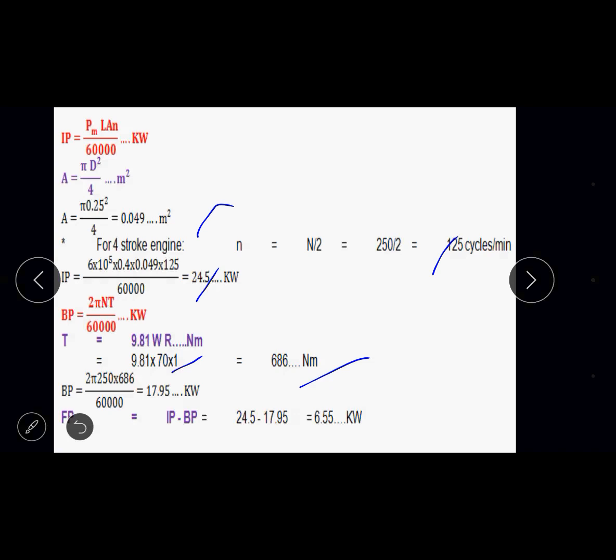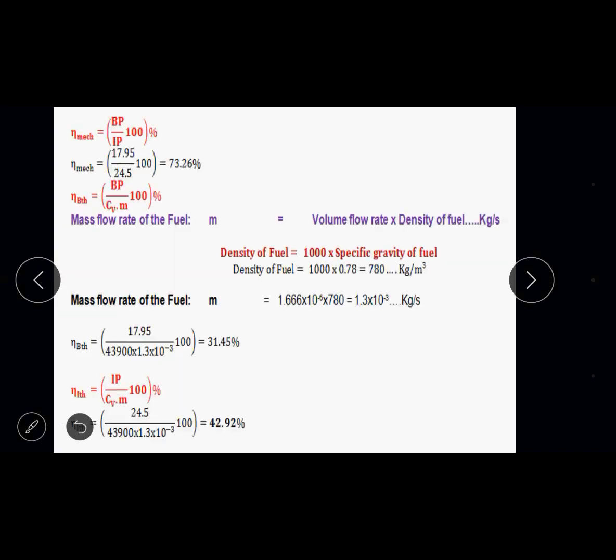Using this in the above BP formula, you will get the BP as 17.95 kilowatt. Then friction power is just the difference between IP and BP. Always IP will be higher than BP, since input power will be higher than the output power. So IP minus BP gives the friction power as 6.55 kilowatt. So these are the three types of power we have found: IP, BP and FP. Now coming to the efficiencies.